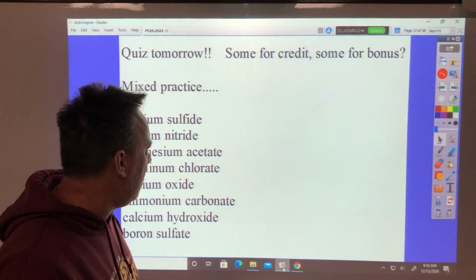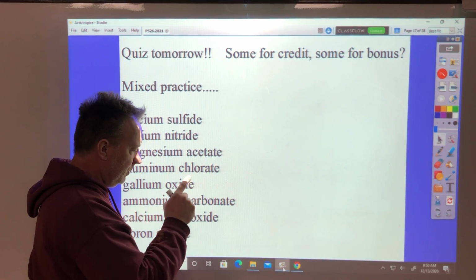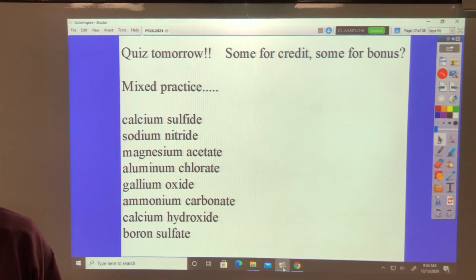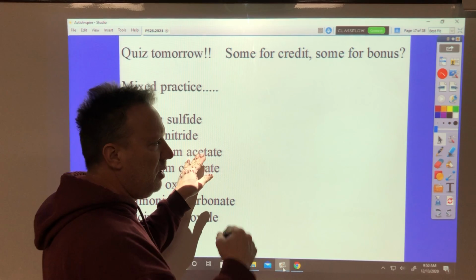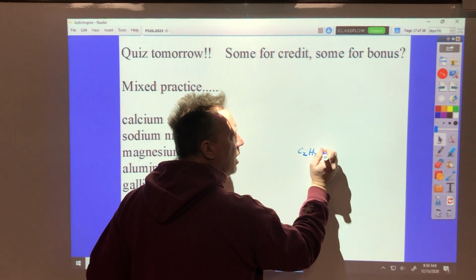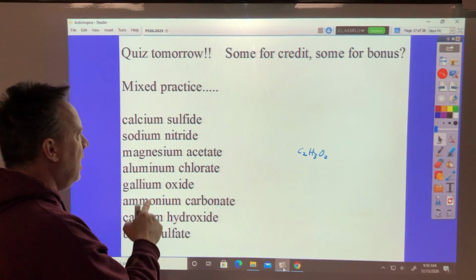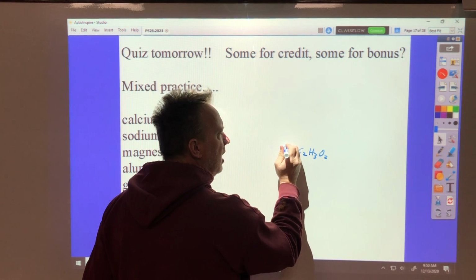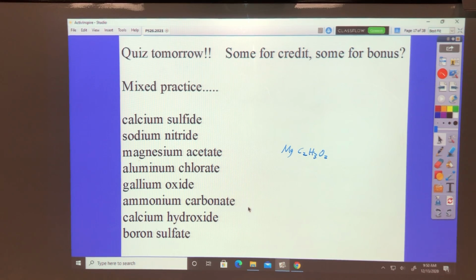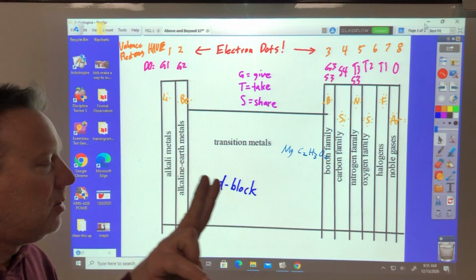Magnesium acetate. Okay, this doesn't end in "ide", which means it has a polyatomic ion. And that polyatomic ion, if you look it up on the table, is acetate, which is C2H3O2 minus 1. And the magnesium is Mg. You have to put the positive one first. Here, 2 positive. Gives 2.